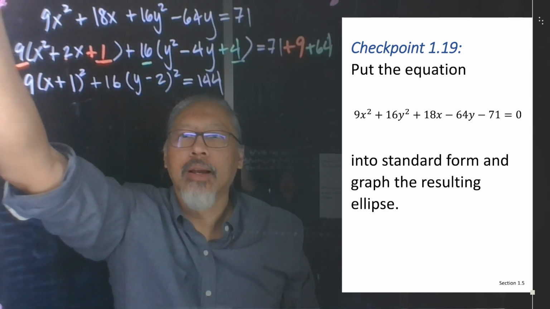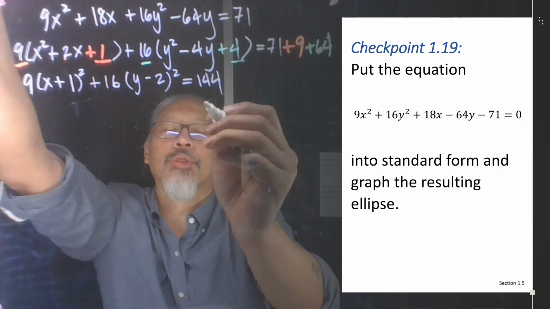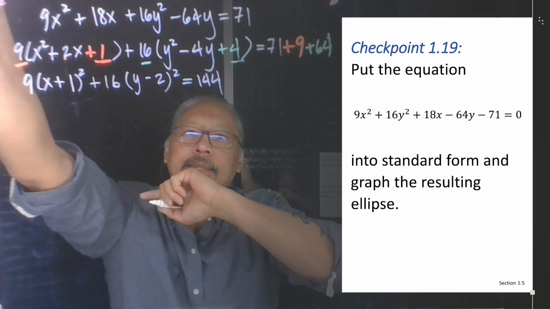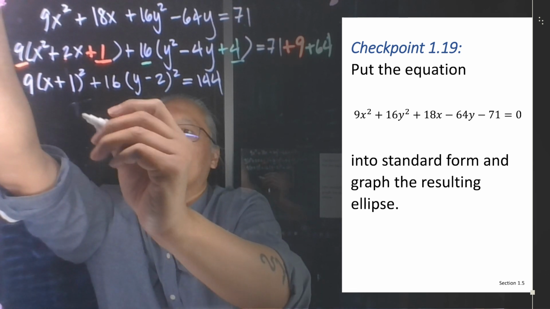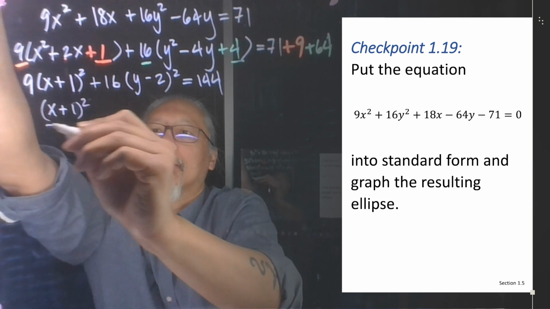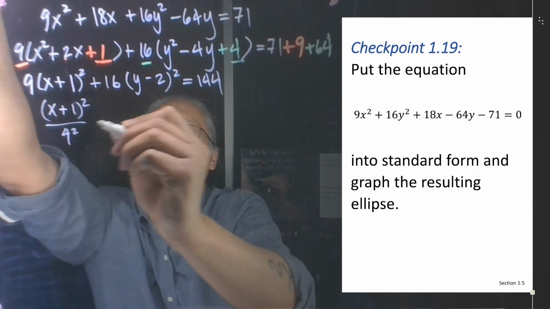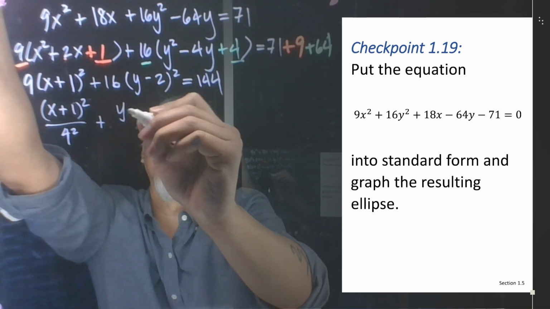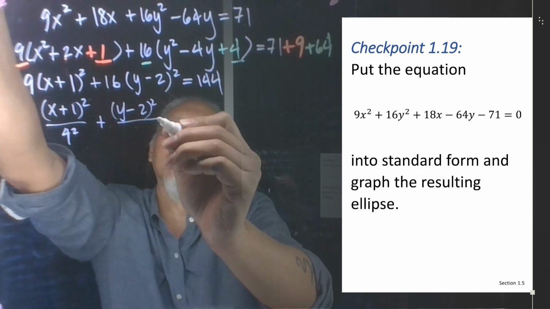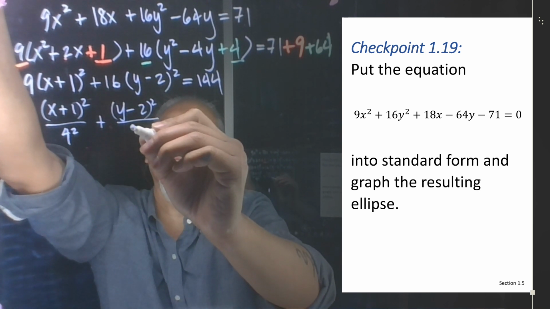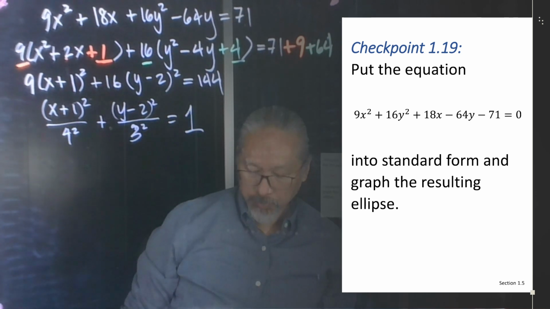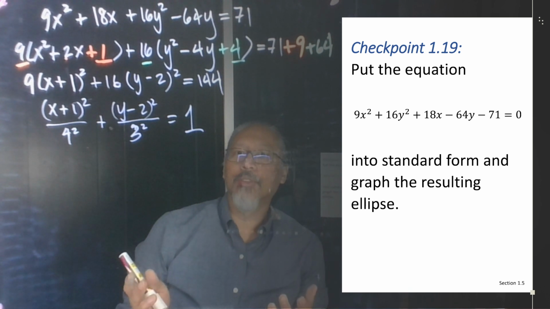Okay. Now that we have that, let us divide by 144. 144 divided by 9 is 16, and that would be a 16 in the denominator. And let's go ahead and write it as 4 squared. And because 144 divided by 9 is 16, then 144 divided by 16 must be 9, which is going to be 3 squared. Okay, all right, now we have this in ellipse form.